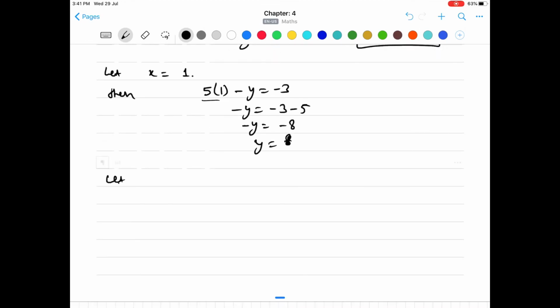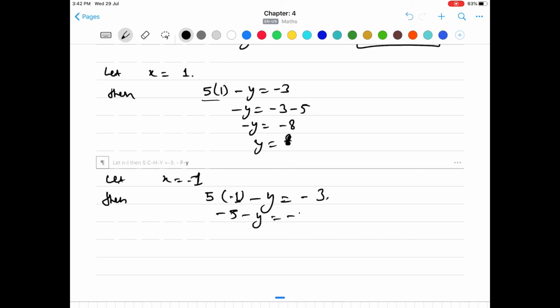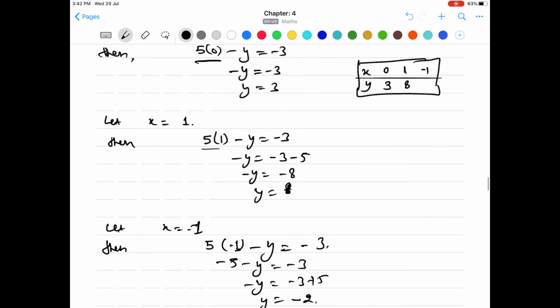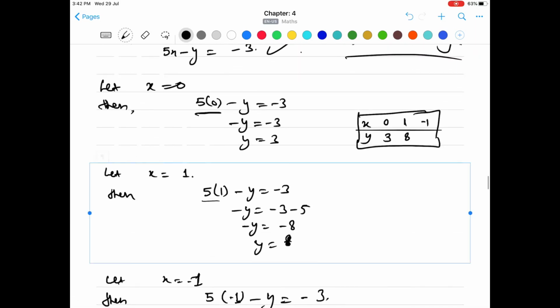Now let's take x equals to minus 1. Then at the place of x we will write minus 1, we have then minus y equals to minus 3. Okay, this is minus 5 minus y equals to minus 3. So minus y is equals to minus 3 plus 5, or y will be equals to minus 2. That's another solution, which is after taking x minus 1 we are getting y equals to minus 2 itself.